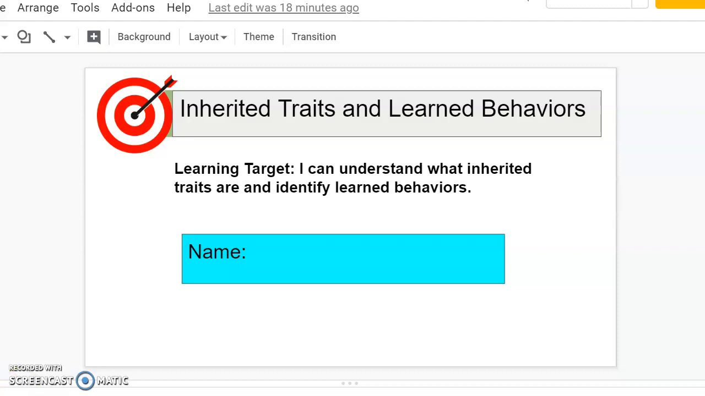Hi, fourth grade. So I am going to lead you through the hyperdoc that you're going to complete via Google Classroom about inherited traits and learned behaviors. Your learning target for this lesson is to understand what inherited traits are and identify learned behaviors. So you'll be putting your name right here.